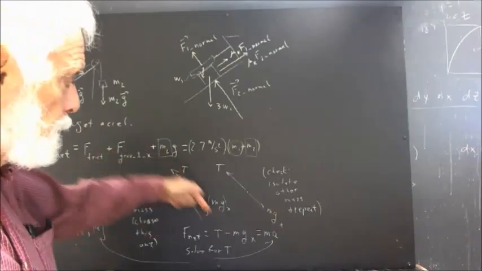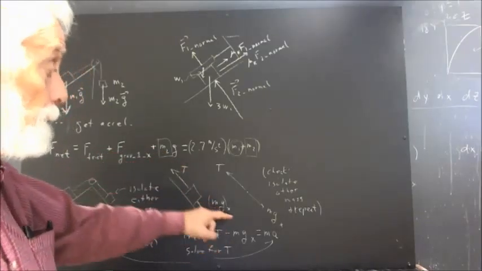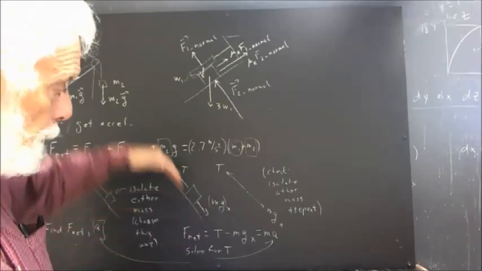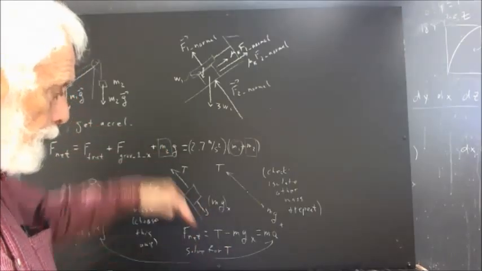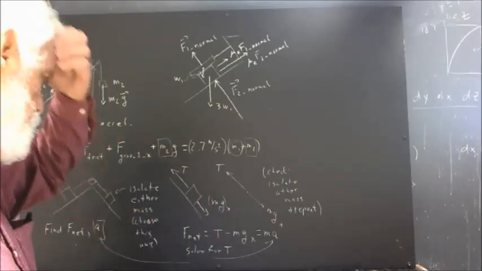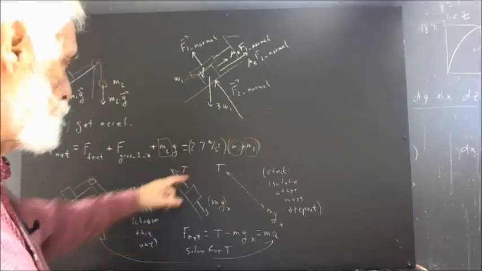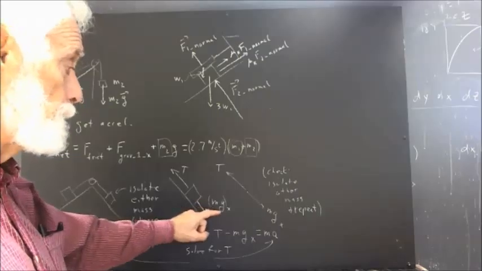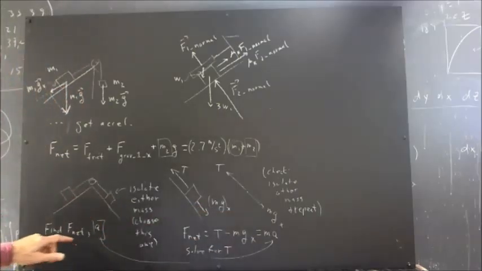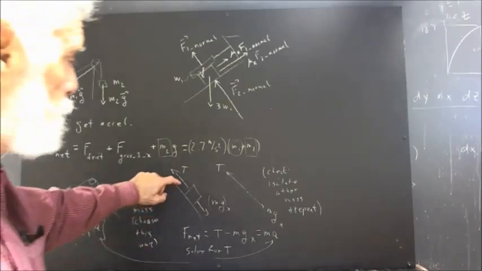And here's your mg for this mass in the x direction, assuming we have the x direction this way along the incline. And then we have the tension opposing that. And the tension is what we don't know. We can find mgx. We already found that in the process of finding the net force over here. So all we have to do is find the tension.